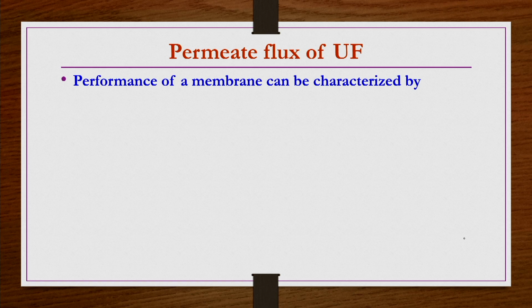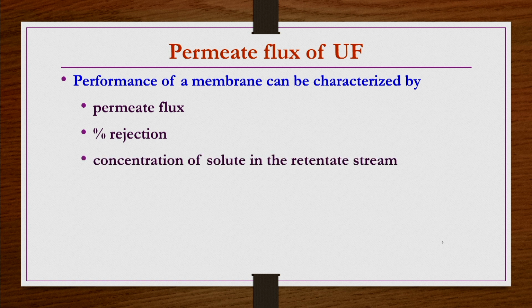So, permeate flux of ultrafiltration membranes. The performance of a membrane in general can be characterized by three important points. First is the permeate flux, second one is the percentage rejection of the solutes by using the membranes, and third one is the concentration of solute in the retentate stream, because here in the membranes one of the phases, the retentate phase, becomes more concentrated compared to the feed. So, what is the concentration of solute in the retentate stream is also an important factor, as we are going to discuss.